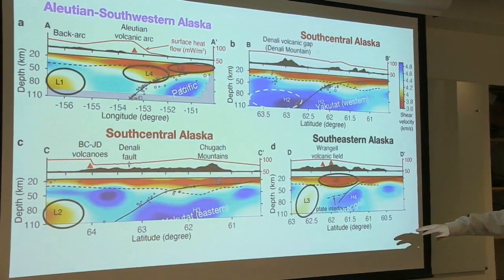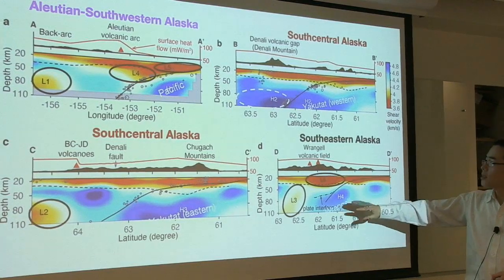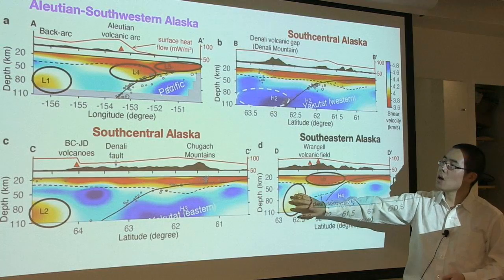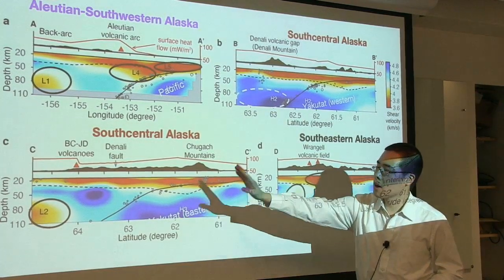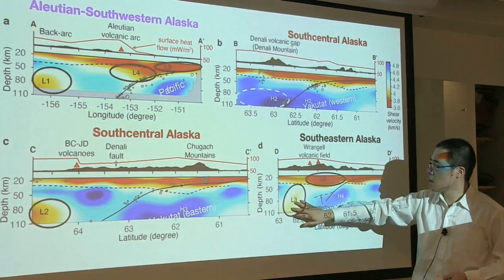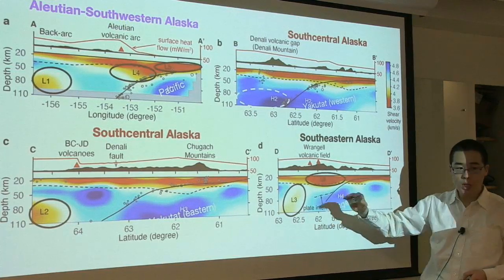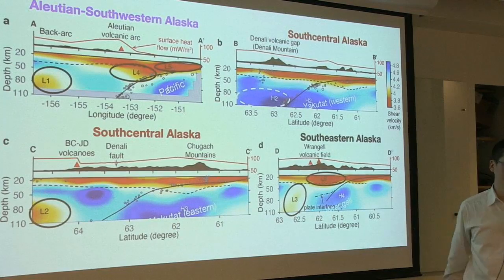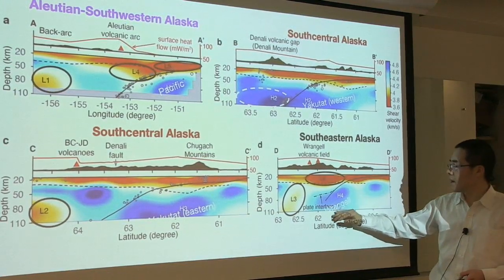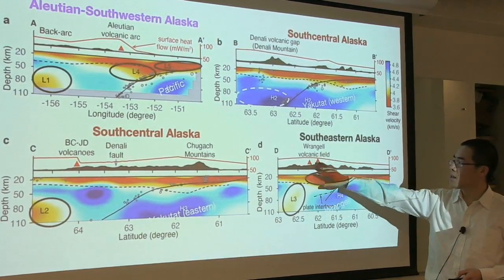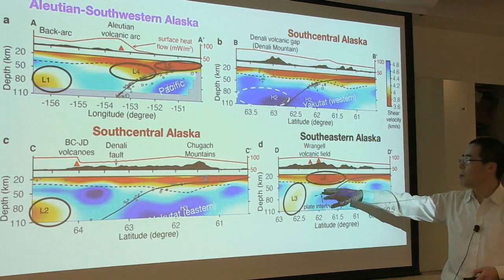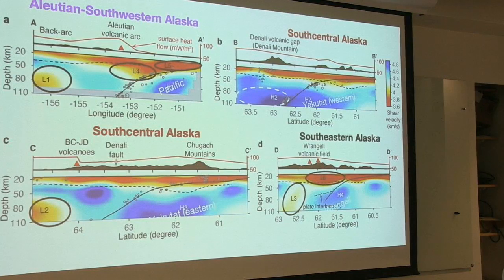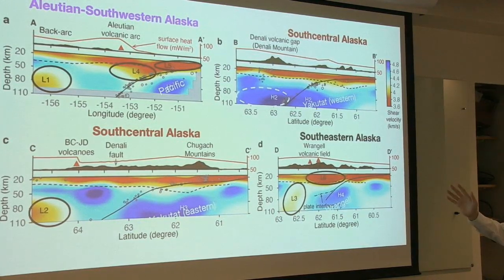So this is the Wrangell part, southeastern Alaska. This is the low velocity. This is not as low as those 2 back arc mantle low velocities, but this is lower than the surrounding region, where you see a relatively low vertical column here in the mantle wedge above the Wrangell slab. This is a low velocity right beneath the Wrangell volcanic field within the crust. So these are the main structures here.